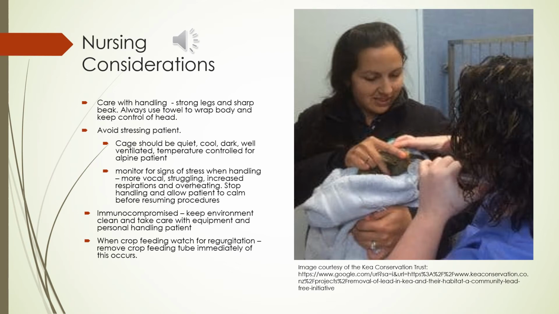When you're feeding, just make sure that there's no fluid build-up in the back of the throat. If you see the signs of regurgitation, take the crop tube out immediately and just release the bird's head. It can shake the fluid out itself. It does know how to care for itself in cases of regurgitation, but it is dangerous to their health if you continue with what you're doing.